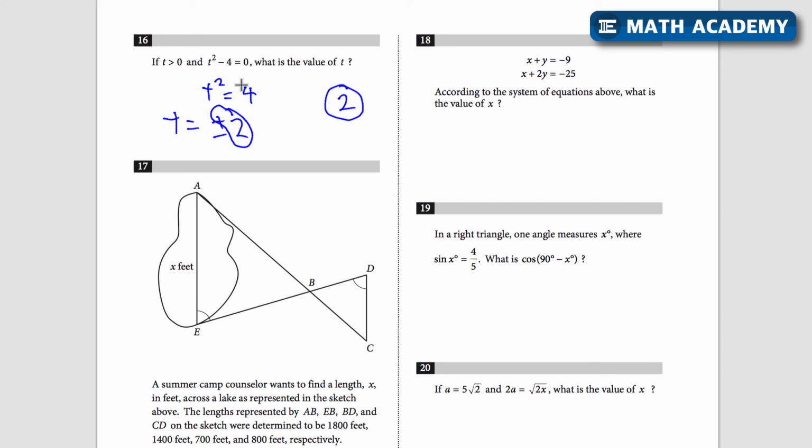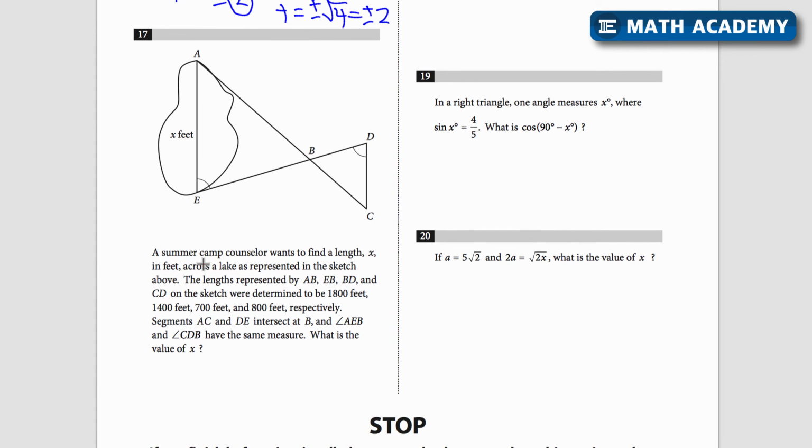It's 2. Another way to solve this is you could take the square root on both sides. And when you do that, on the right side, you have to do plus or minus. So let me rewrite that here. I would get t is equal to plus or minus the square root of 4, which is plus or minus 2. And again, our answer has to be positive. So the answer is 2.